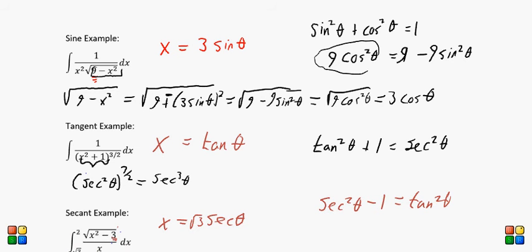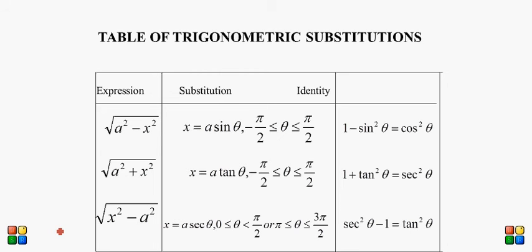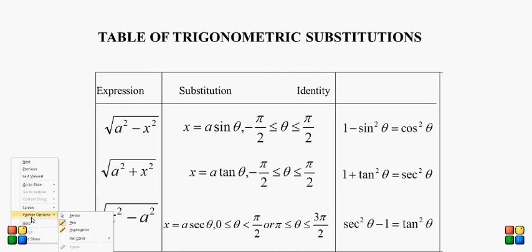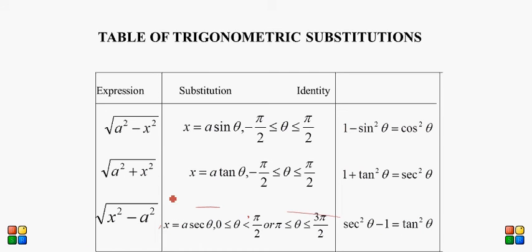And this is all summarized in this table. I put this table up here briefly at the end of class on Tuesday. The way to read this table is, if you see something like what's in the left column, like the square root of a squared minus x squared, and a here is a number. So if we have something like the square root of 25 minus x squared, then we'll do a sine substitution. We'll do x equals 5 sine theta in that case.